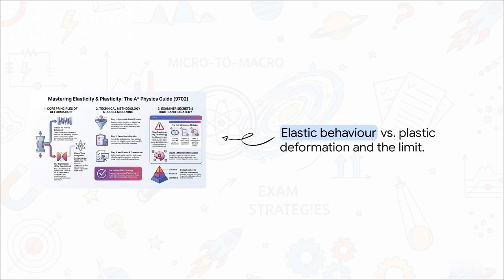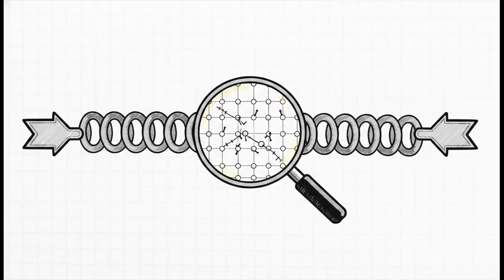Now, if the bonds stretch and then just return to their original packing arrangement when you remove the load, that's elastic deformation. But if you push too hard, you permanently rearrange that crystal symmetry. You basically force the atoms to slip past one another into entirely new positions. That permanent structural change, that's what we call plastic deformation. The precise boundary between those two realities is the elastic limit. It's the critical point of transition.